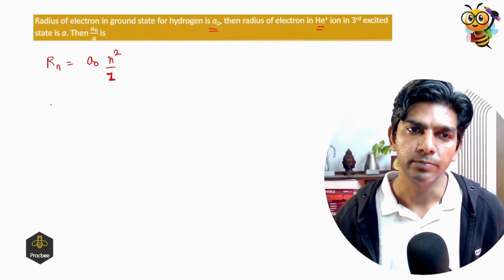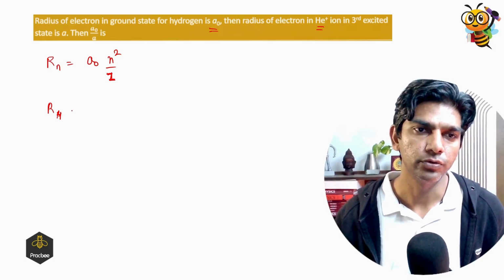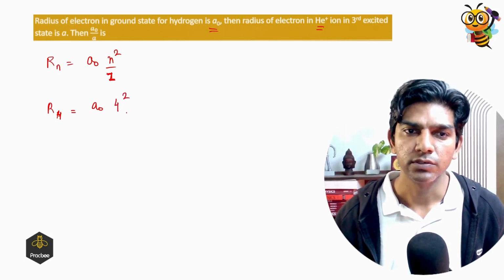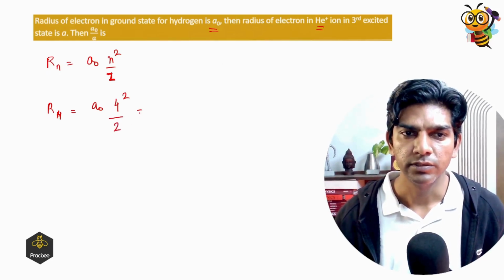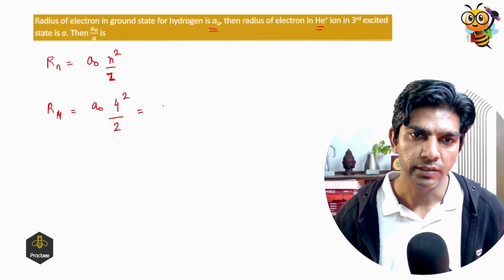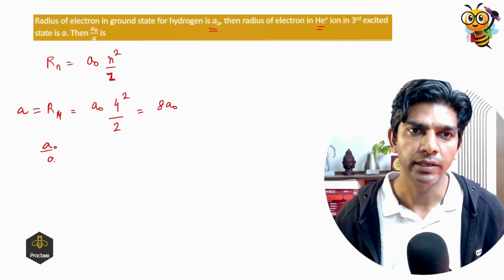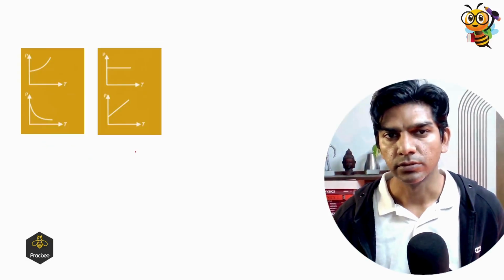So for helium, for the fourth orbit, since the third excited state means the fourth orbit, it will be A naught times 4 square divided by, for helium Z is 2, so this will become 16 by 2, which is 8 A naught. So this is given as A. So A naught by A will be 1 by 8. So that should be the answer.